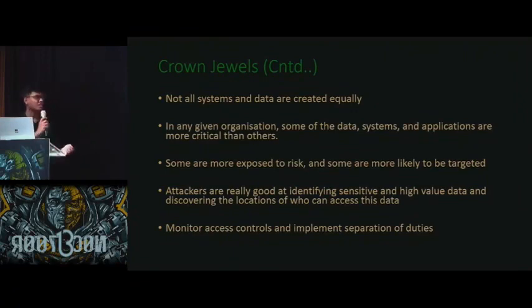In any given organization, some data, systems and applications are more critical than others. For example, in your organization, the internet is available to everyone. However, some critical CRM database is only accessible to a DBA or something like that. Depending on what level of access a particular person has, they are exposed to risk or are likely to be targeted by attackers. Generally, attackers have really good knowledge of where the crown jewels are sitting once they are inside your network. So, the first piece of advice I would like to give on crown jewels is to monitor systems closely and implement separation of duties where possible.